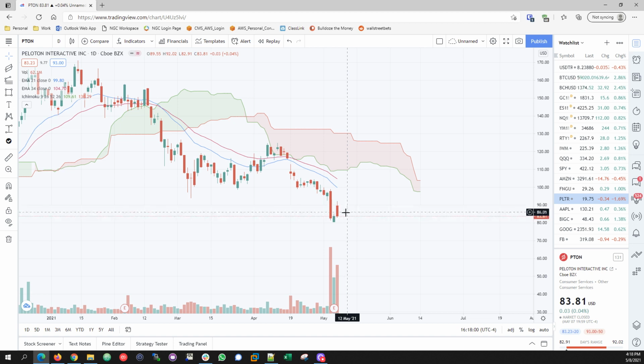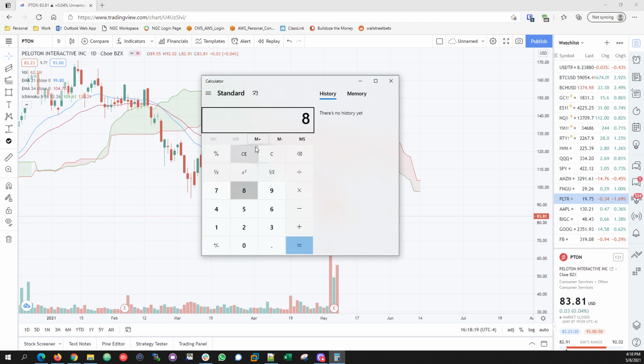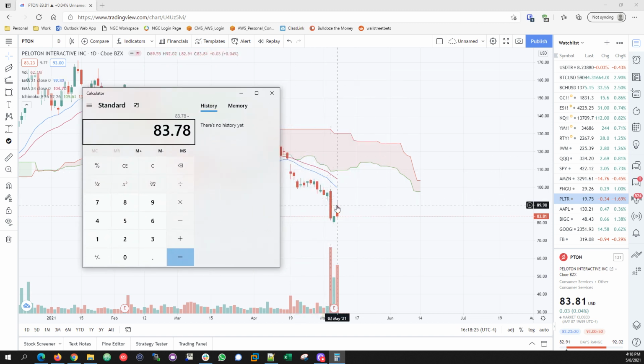By the way, this is almost a $10 move. A $10 move in a $90 stock. So first of all, it closed at, what was the closing price? At 83.78. So you're looking at 83.78 all the way up to the next day. High was 92.02.